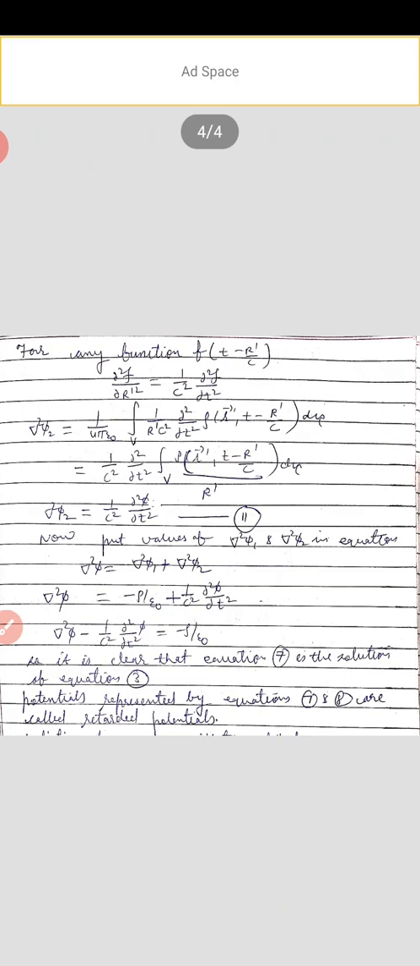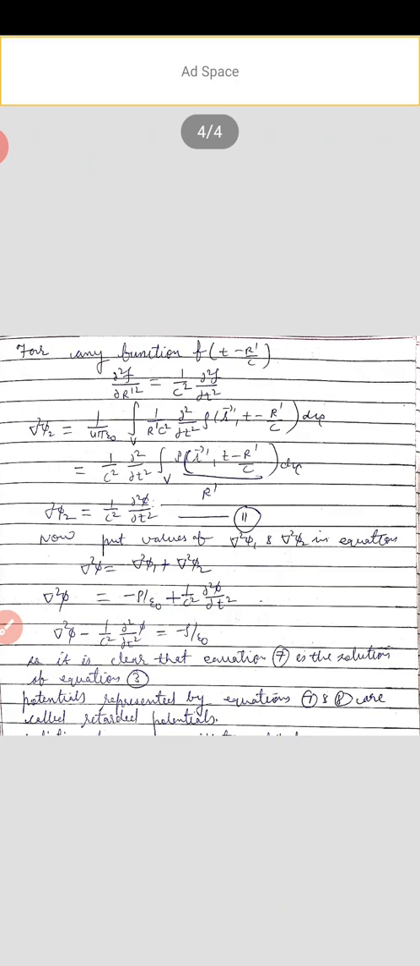Now put the values of ∇²φ₁ and ∇²φ₂ in the equation ∇²φ = ∇²φ₁ + ∇²φ₂. So we get ∇²φ = −ρ/ε₀ + (1/c²) ∂²φ/∂t². And finally we get ∇²φ − (1/c²) ∂²φ/∂t² = −ρ/ε₀.